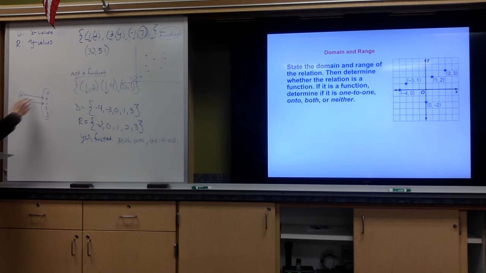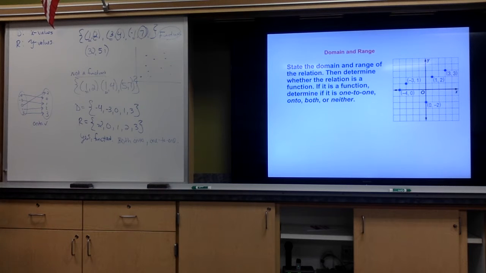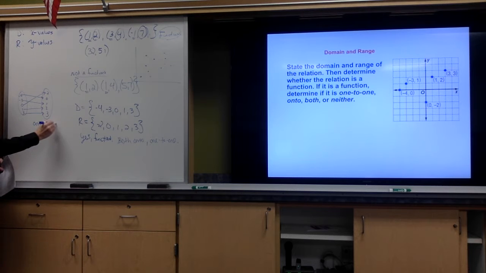0 goes to -2. 1 goes to 2. And 3 goes to 3. Look at the mapping. Based on the mapping, is it onto? Yeah, every y value is picked, so it is onto. That's the easiest one to figure out first. Every y value is picked, so I'll put that next to it. That's what makes it onto.